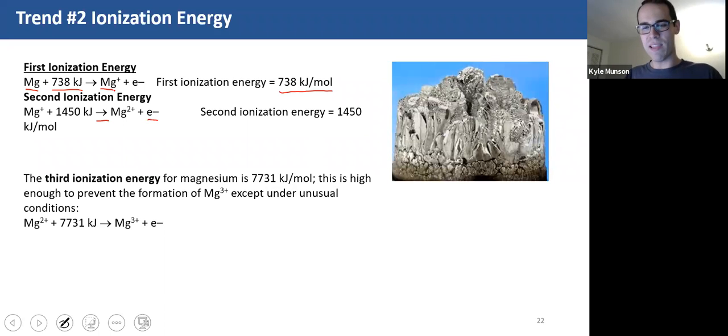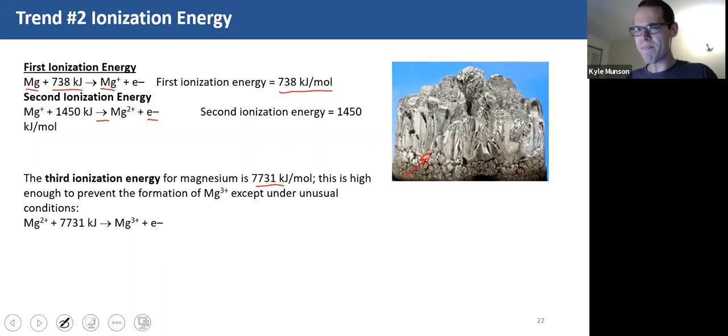And then again, we take that magnesium plus one, give it some more energy, kick off another electron that's negative, it gets even more positive. We're going to talk a little bit more about that as we go through the class as well. But the third ionization energy for magnesium is very high, okay? And it's usually high enough to prevent the formation of magnesium plus 3, except under unusual conditions that we won't really talk about in this class. So this is some magnesium here, actually, in case you're wondering what that is.